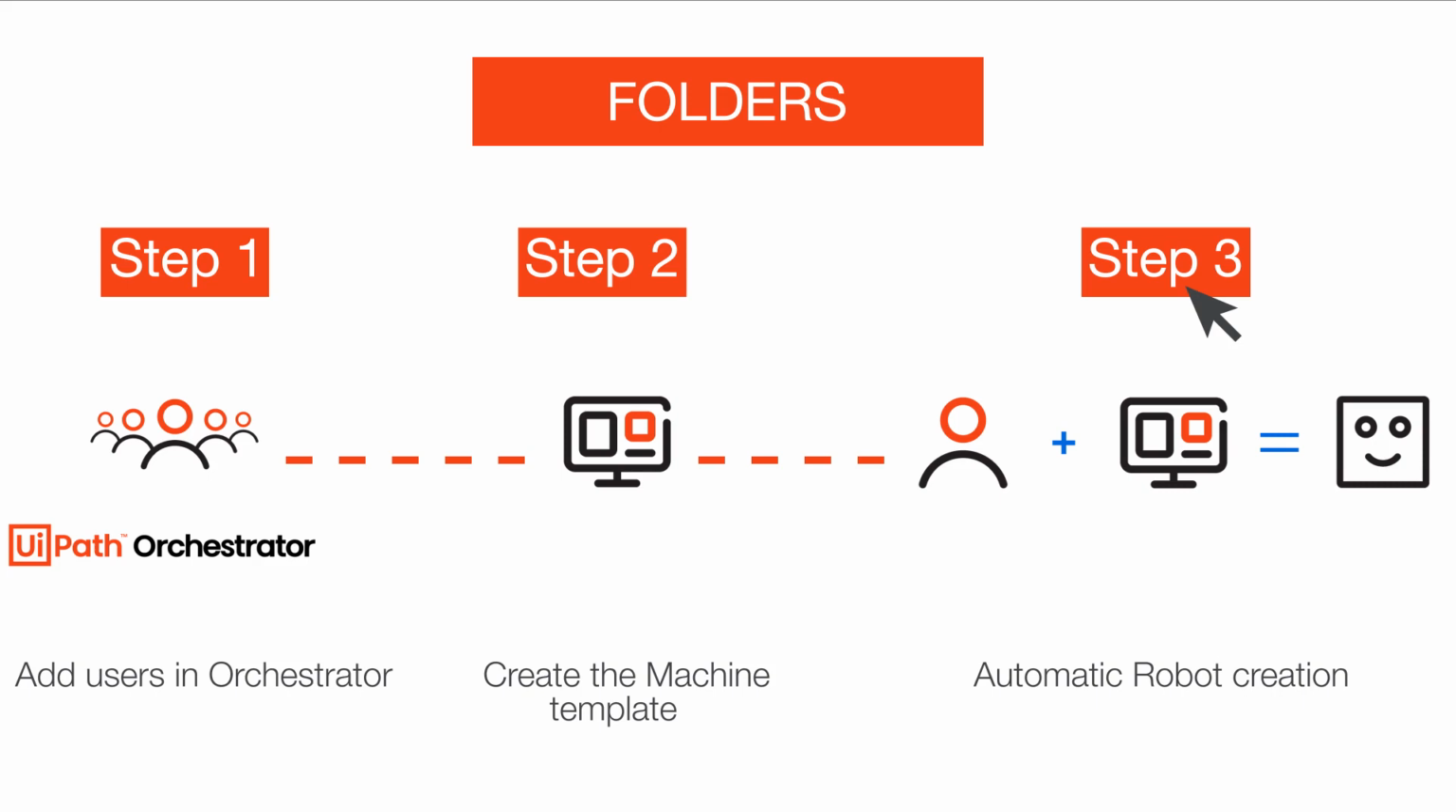To make the setup simple, one setting is enough: the automatic robot creation, which can be activated at user level. This allows the use of runtimes by that user to execute unattended jobs on a machine. In Orchestrator, we need to define at least one machine template, which we can then use to connect physical or virtual machines to Orchestrator. It's time to see all of this in action.